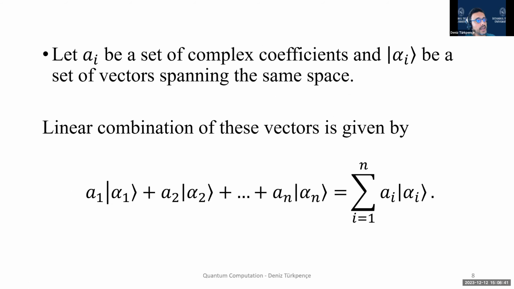Here, we would like to extend our information in terms of bases. Let's assume that a_i is a set of complex coefficients and alpha_i is a set of vectors spanning the same space. The linear combination of these vectors is given by this addition notation. Okay, which means that we can linearly combine or add these vectors. This is just implying that we can comfortably add these vectors if they are in the same vector space.